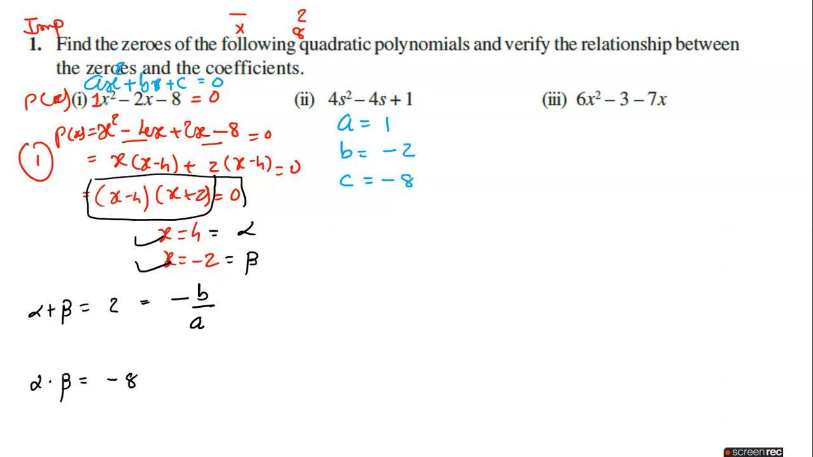Very simple. See here, coefficient of x square is 1. Coefficient of x is minus 2. Minus 2 you have to consider, not just 2, you have to consider the sign. And c is equal to minus 8 itself. So a, b and c now we have.